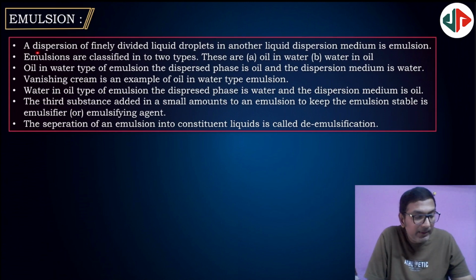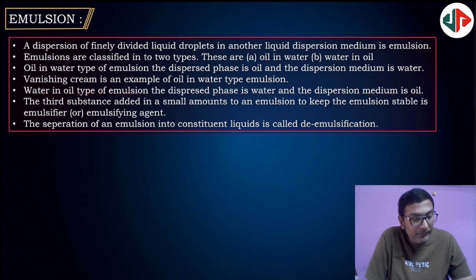Emulsions. A dispersion of finely divided liquid droplets in another liquid dispersion medium is known as an emulsion. So an emulsion is liquid in liquid type of colloidal solution. Emulsions are classified into two types: oil in water, water in oil. Next, in the oil in water type of emulsion, the dispersed phase is oil and the medium is water. So vanishing cream is an example of the oil in water type of emulsion. In the water in oil type of emulsion, the dispersed phase is water and the medium is oil.